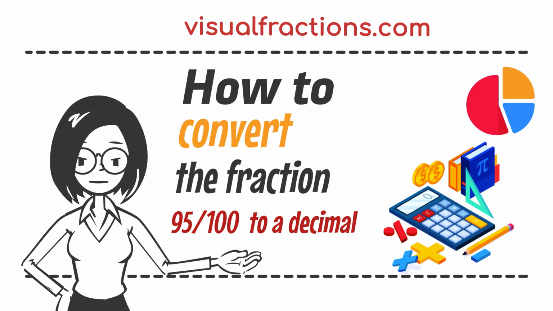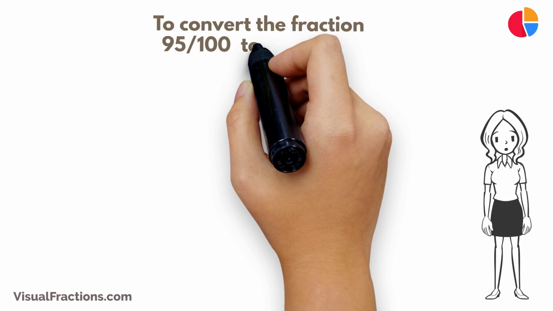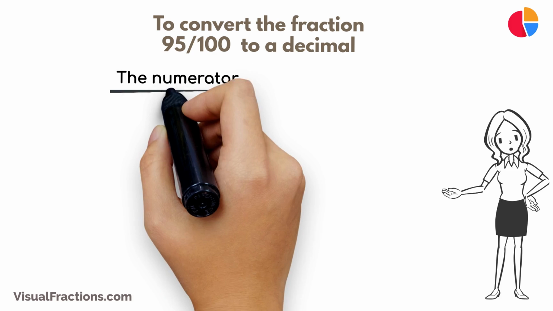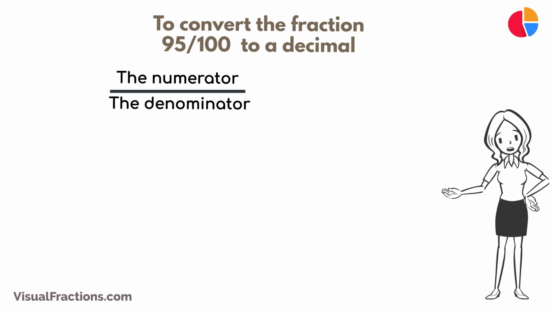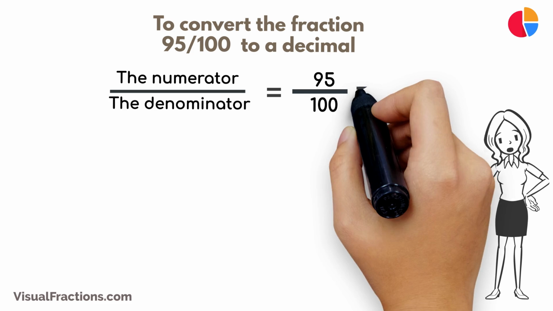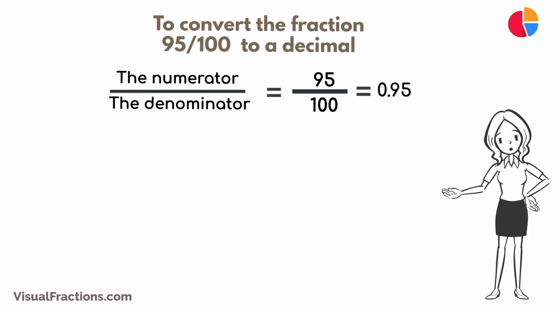Today, we're going to explore how to convert the fraction 95/100ths to a decimal. To convert the fraction 95/100ths to a decimal, all we need to do is divide the numerator, the top number, by the denominator, the bottom number. So, we simply divide 95 by 100. The answer we get is 0.95.